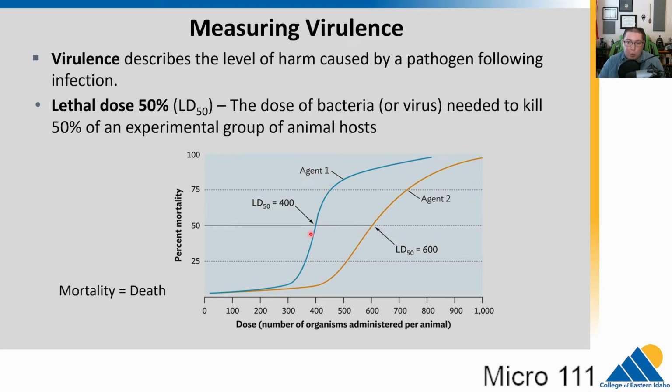Now let's look at the blue line, which is infectious agent 1. It's just one type of bacteria. At 100 of this bacteria, less than 25% die. Same thing with 200, 300, less than 25%. And then we go to around 350 or 400, and it jumps up real quickly to 50% die. So it took 400 organisms of agent 1 to kill 50% of a sample group. For agent 2, it takes a lot more. It takes all the way up to 600 organisms to cause 50% death. So think about this. Which of these is more virulent?